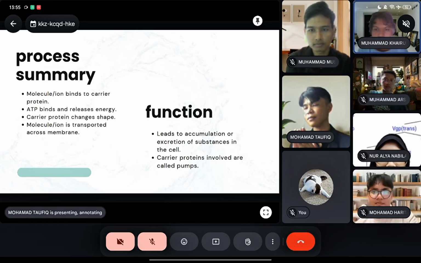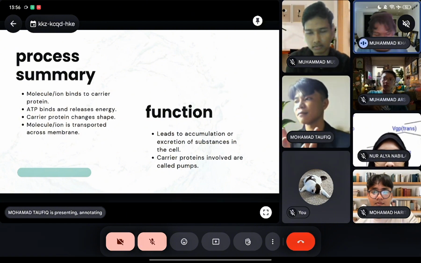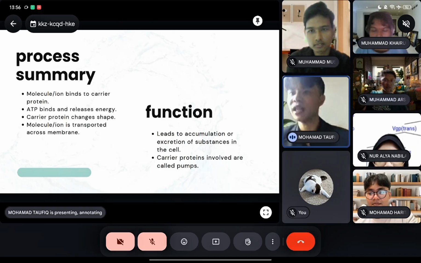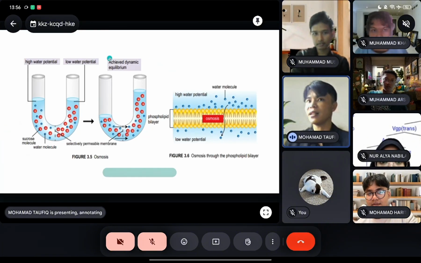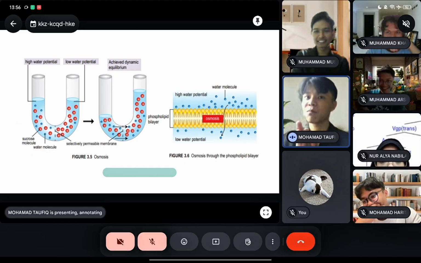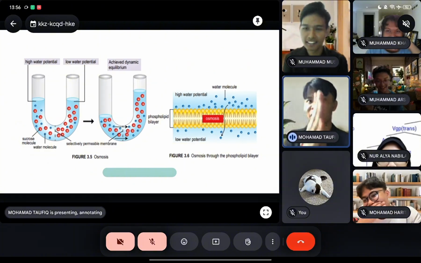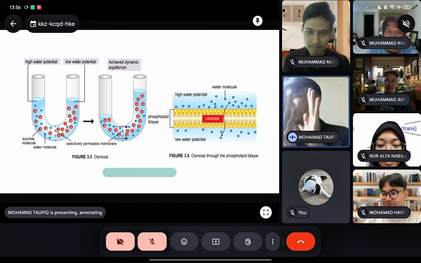From high to low. Okay, from high to low, do you remember what is the condition for that? The high water potential and low water potential. Okay, that is true, but the name for that condition is called dynamic equilibrium. So that is what we want to achieve in osmosis of passive transport, which is from high to low water potential, it moves the water molecules to achieve dynamic equilibrium.